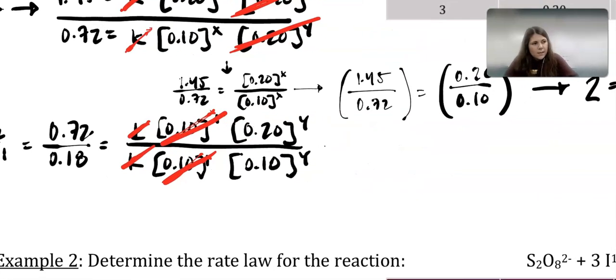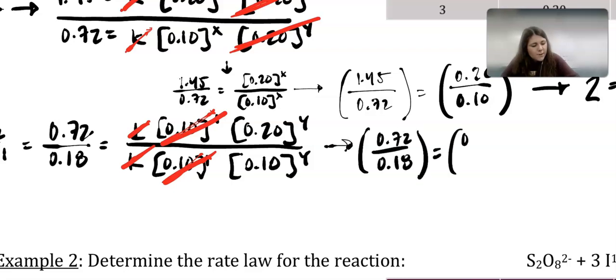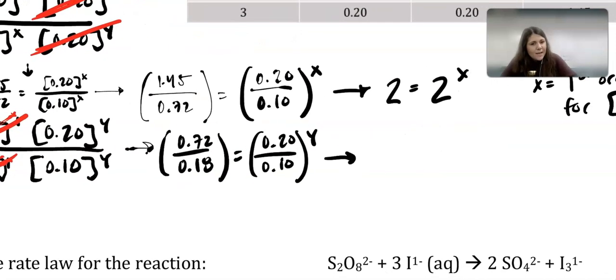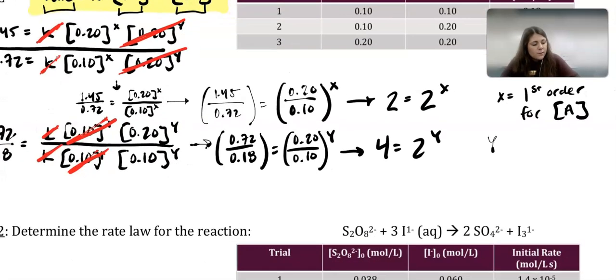And now what I have left is 0.72 divided by 0.18. And I'm going to combine those two together, 0.2 divided by 0.1 to the power of y. Now I have 4 equals 2^y. So this tells me y is second order for B.